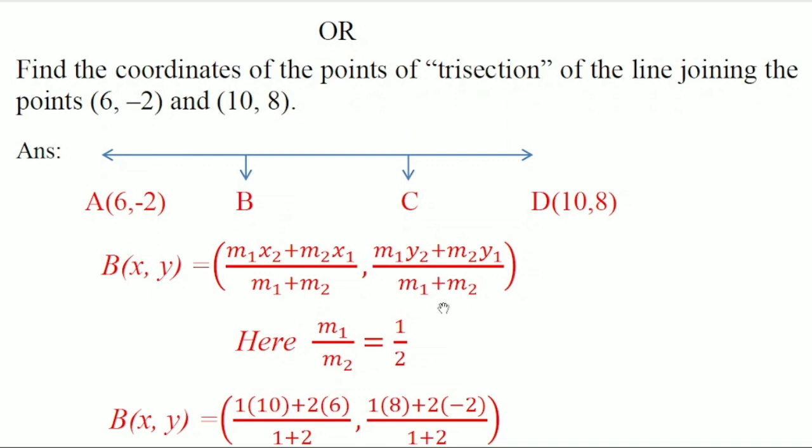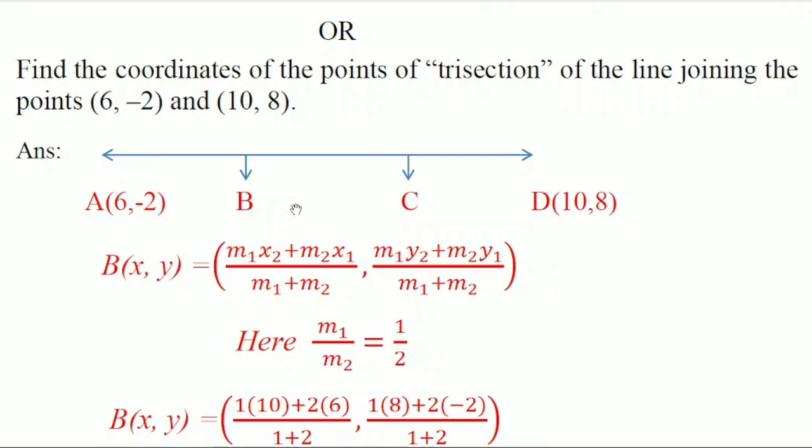Find the coordinates of the points of trisection of the line joining the points 6, minus 2 and 10, 8. So I have just taken one line. Here you draw one line. This point I have considered as B, 6, minus 2, and D, 10, 8.